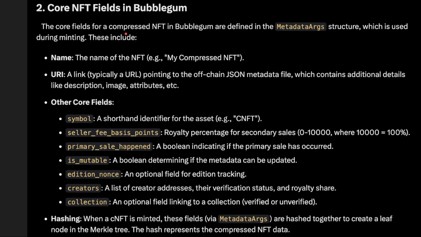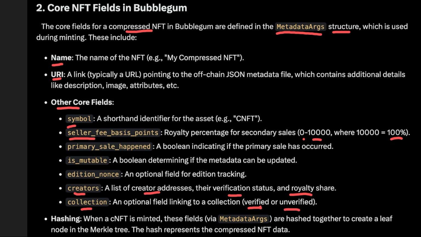The idea is that for compressed NFTs in Bubblegum, you have these metadata args, which are the structure used during minting. This includes the name of the NFT, the URI, and other core fields: the symbol, the seller fee basis points, which range from 0 to 10,000, with 10,000 meaning 100%, primary sale happened, is mutable, edition nonce, an optional field for edition tracking, creators, a list of the creator addresses, their verification status and royalty share, and the collection, an optional field linking a collection, whether verified or unverified.